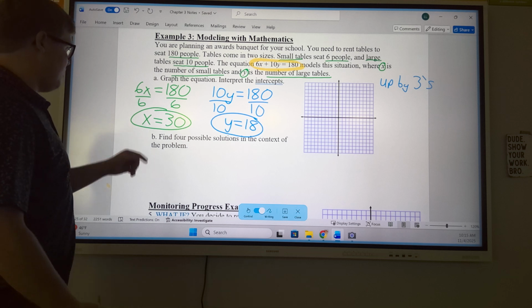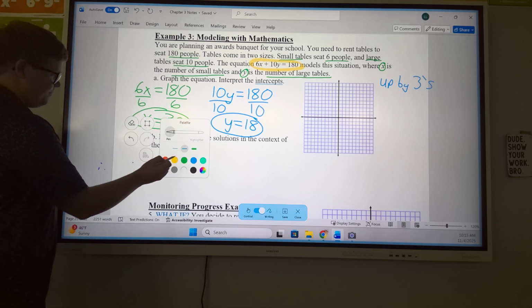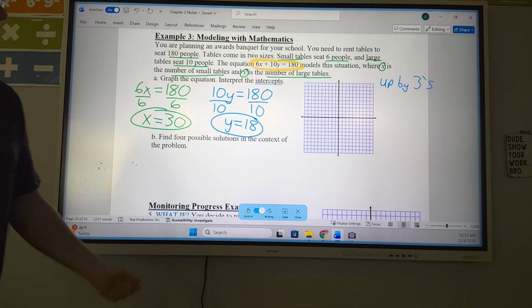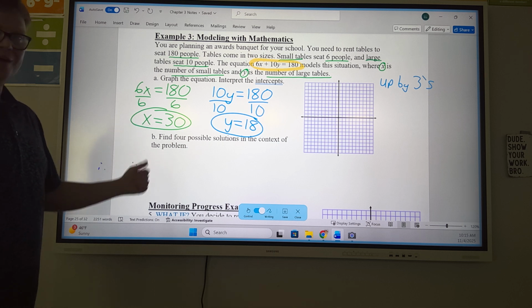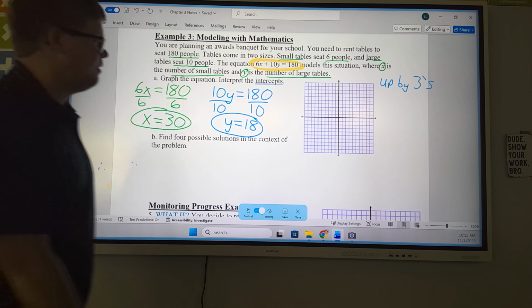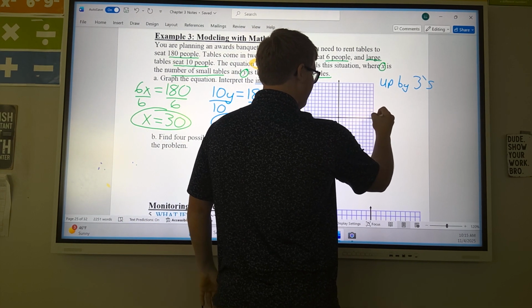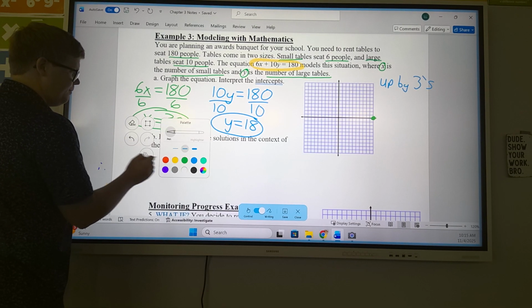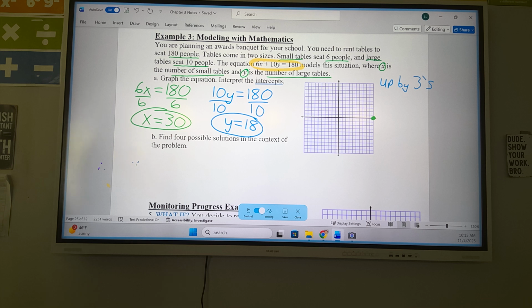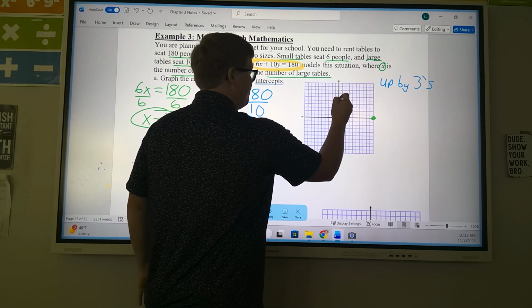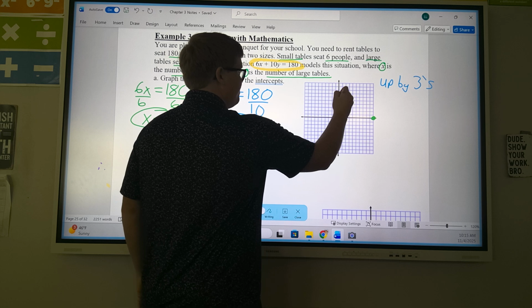So let's graph our x-intercept first. 30. We know there's 10 total squares. We know we're going up by 3. 30 divided by 3 is 10. That means we are moving 10 spaces to the right. So we're all the way to the end here for our x-intercept. Okay, and for our y-intercept, we know 18 divided by 3 is 6. That means we are going up 6 squares to represent 18. 1, 2, 3, 4, 5, 6. Those are our x and y intercepts.